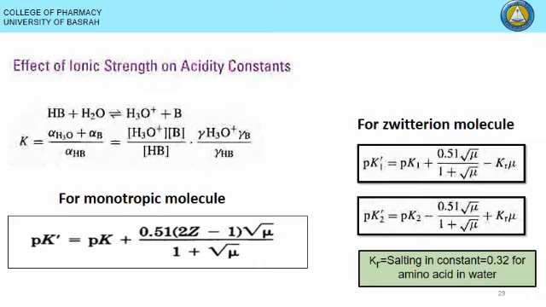Now, what will happen if we have a zwitterion? With the zwitterion, as we said previously, we have two parts of ionization, so we can have pKa1 and pKa2. By applying this equation, we can calculate the pK prime for both of them. And in this equation we have what is called the salting-in constant, which is a constant for the amino acid in water, and that is equal to 0.32. So applying this equation, converting the pK into pK prime, we solve the problem appropriately.